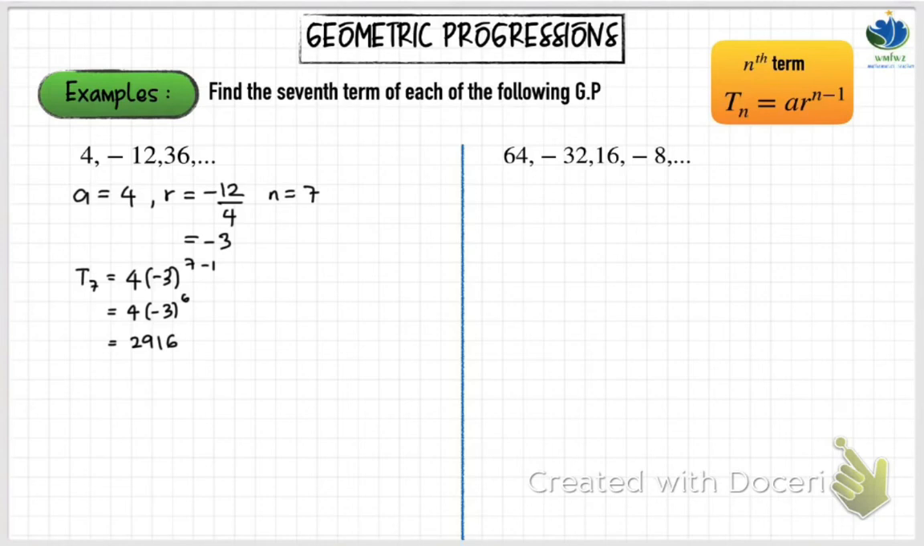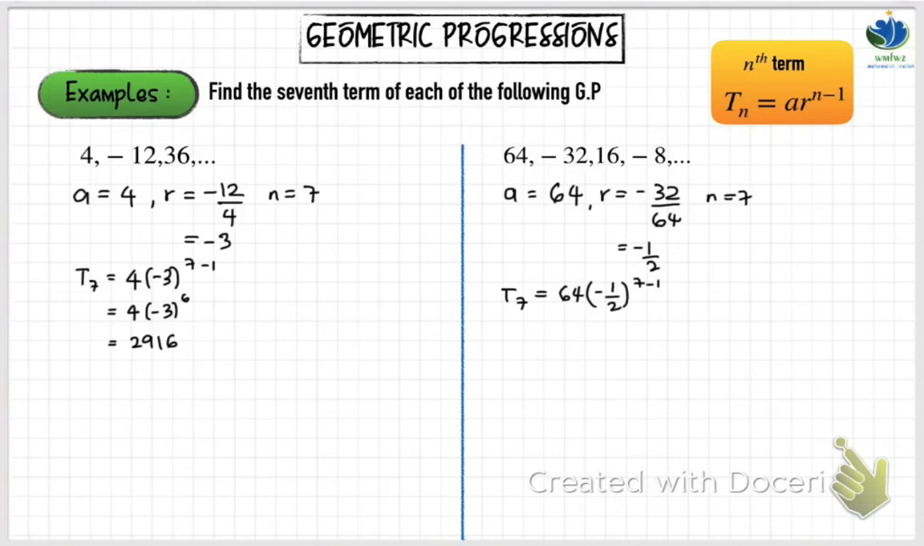Perlu besarkan tak tulisan ni? Okay dah. Okay, second example. Okay, your A is 64. Your R is negative 32 divided by 64 equal to negative 1 over 2. And then your N is 7. Okay, now you find the answer. T7 equal to 64 bracket negative 1 over 2 close bracket 7 minus 1.